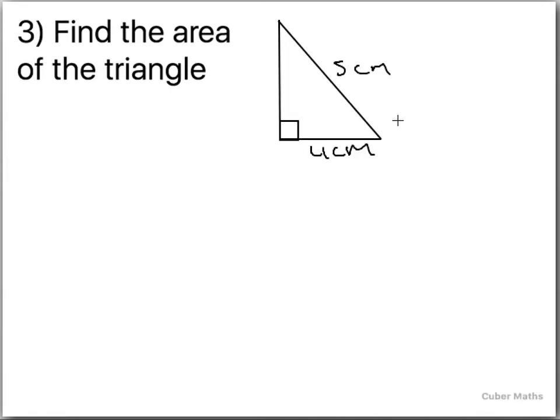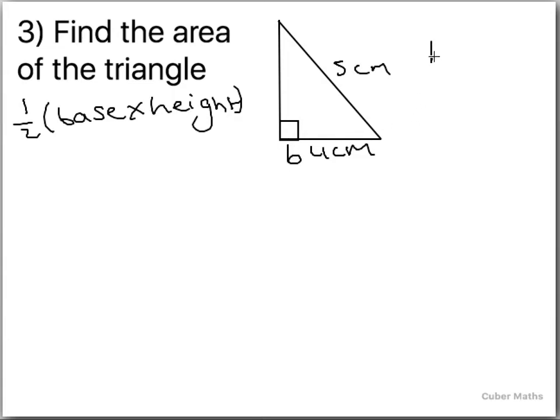Here we have our third problem, and it says find the area of the triangle. So just like before, we'll write out our formula, which is half base times height, and we'll label up our sides. So we know this is going to be our base, so B is equal to 4. But here we have our height, and we don't have a value for it, so we'll just write H is equal to X, that's what we'll call it.